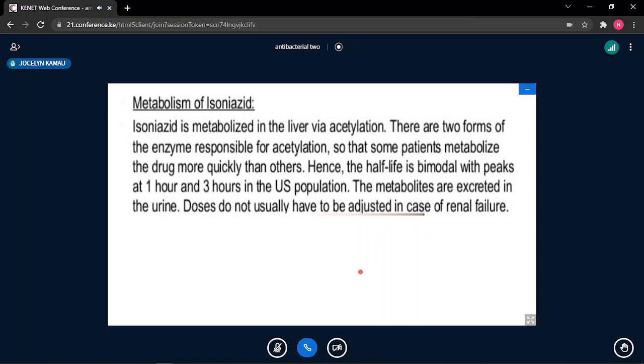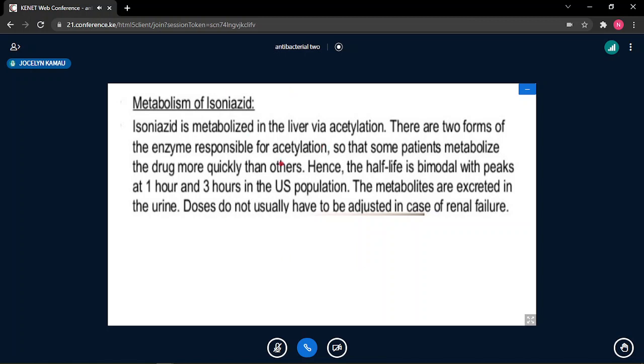So you need to understand whether the population you have has that kind of polymorphism in terms of the enzyme. If they are fast metabolizers, you must increase the dosage. If they are slow metabolizers, you must decrease the dose. Otherwise, the patient will have a lot of toxicity.